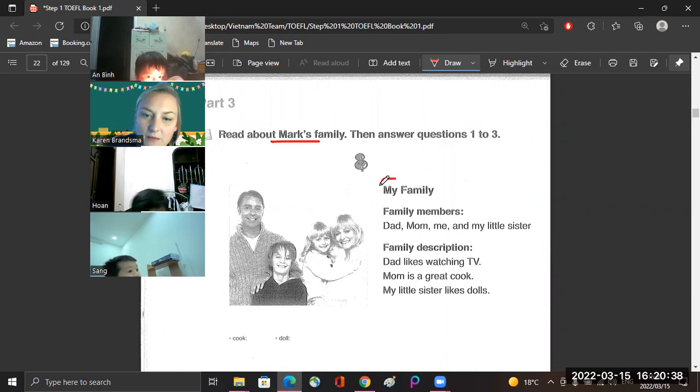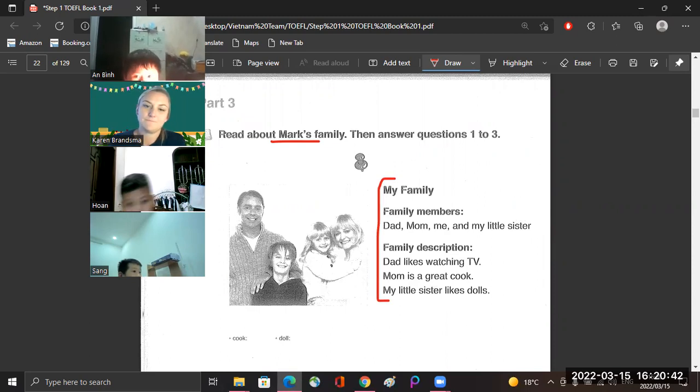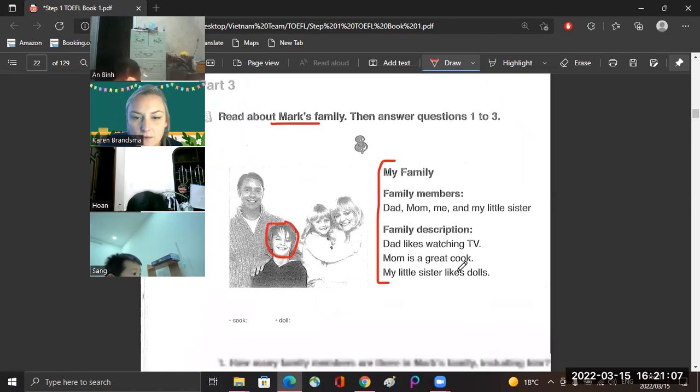Okay, now we need to read about Mark's family and then answer the questions. Bin, can you read for us about Mark's family? My family members: dad, mom, me, and my little sister. My family description. Dad likes watching TV. Mom is a great cook. My little sister likes dogs. Okay, very good. So we have Mark, dad, mom, and little sister.